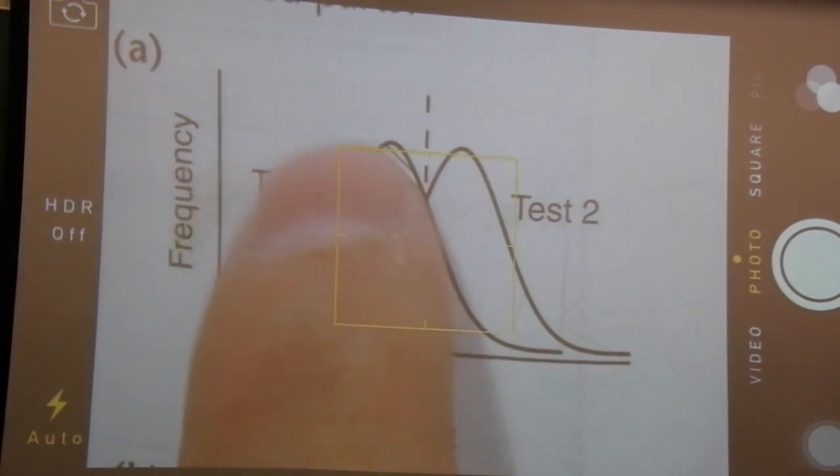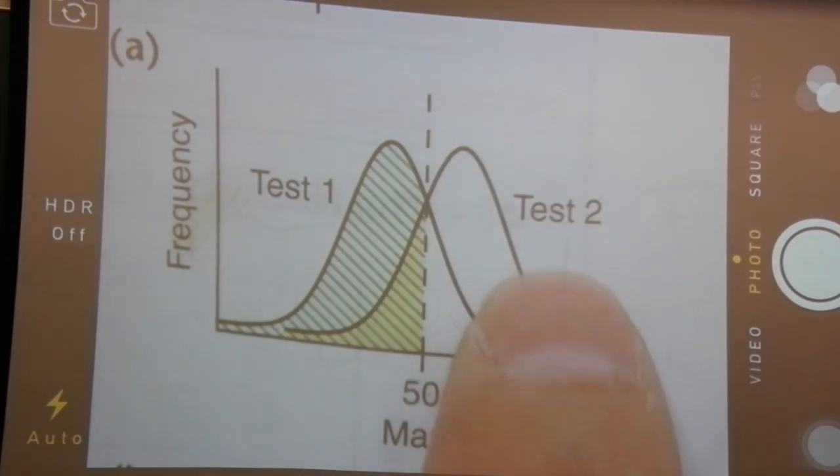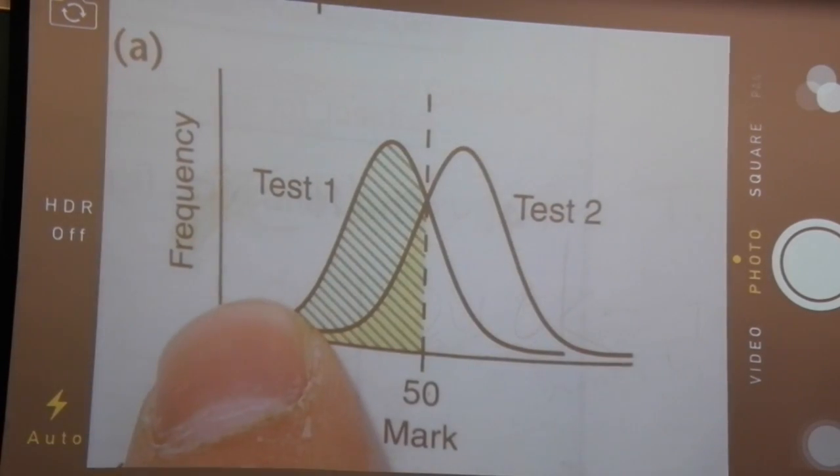So when you are comparing these two, you see that if you just take a sample from test 1 and a sample from test 2, you may not correctly conclude that test 2 is better than test 1.